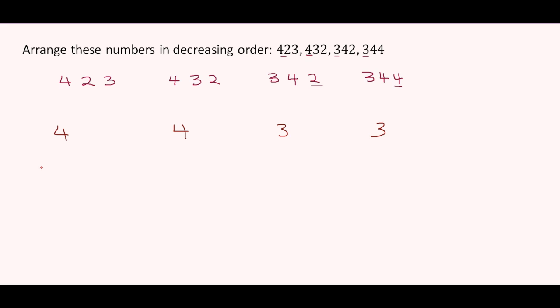So we have the 4s, then let's look at the next digit. We have a 2 here, we have a 3, so the 3 is going to come first. So 432, then 423, and then we have a 4 on this side for the 3s. Which one comes first? 4 is greater than 2, so we're going to have 344 here and 342 here.